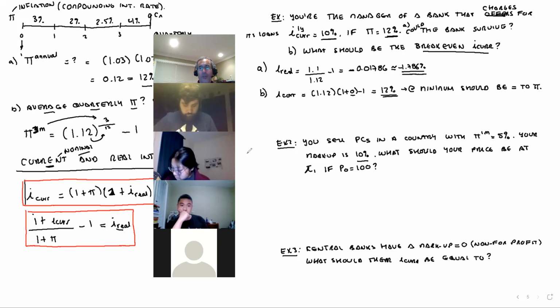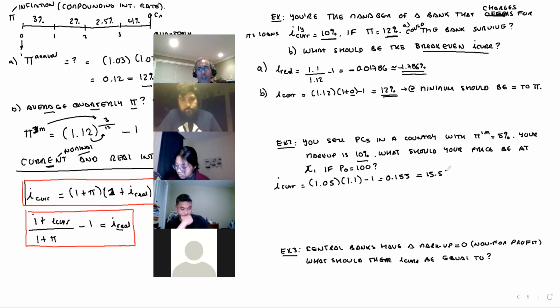Okay, guys, so let's do the second one. You sell PCs in a country with inflation of 5% per month. Your markup is 10%. What should be your price at time T1 if P0 equals 100? First of all, let's compute what my current interest rate should be. It should be 1.05, which protects me against inflation, times 1.1 for my profit, minus 1. So this is equal to what, guys? 0.155, that is equal to 15.5%.